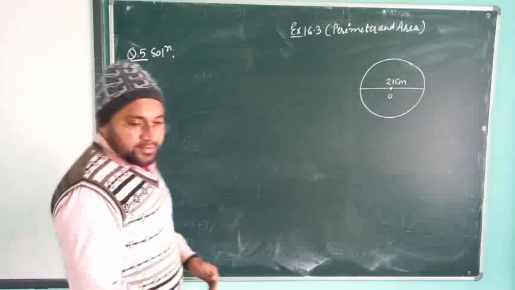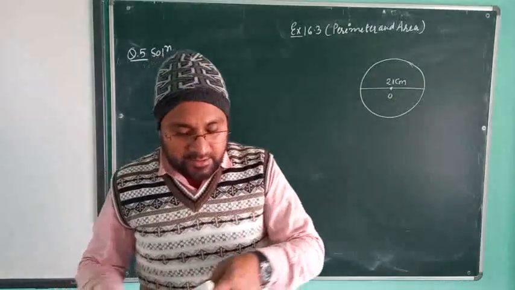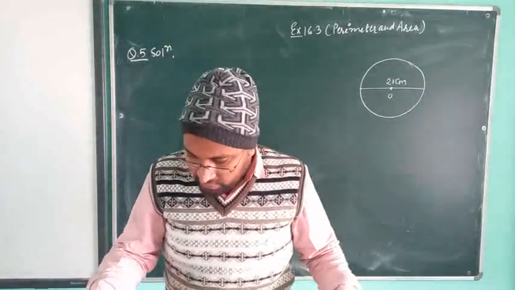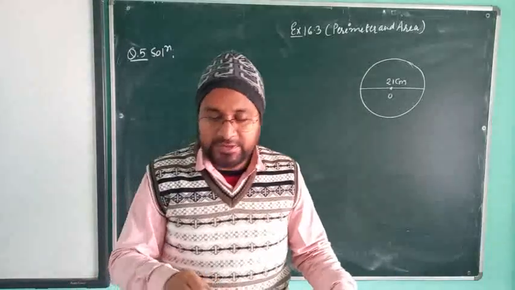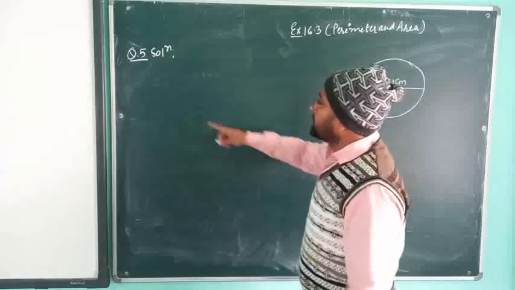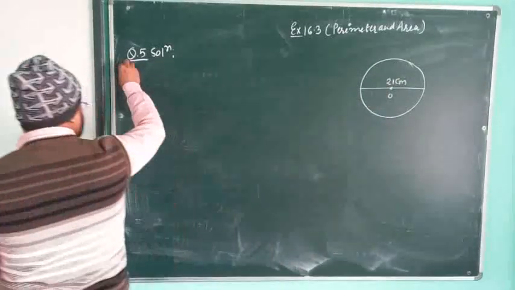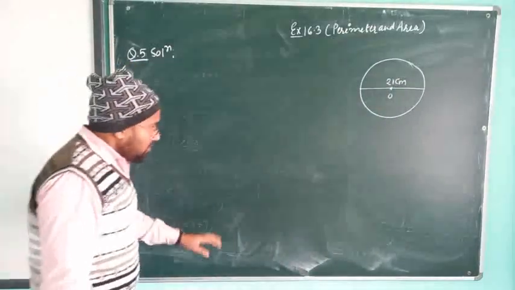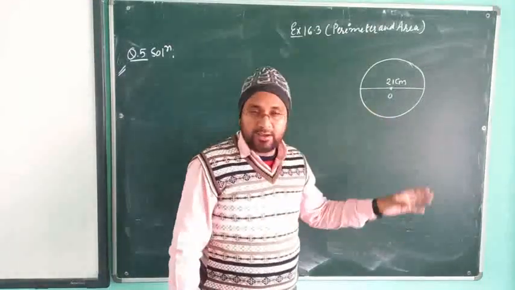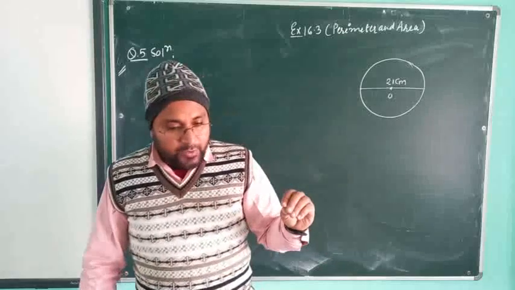Hello students. Today I have completed up to question number 4. I told you to complete exercise 16.3 of Perimeter and Area at home. So I am going to start from question number 5, which I have also given as homework. Those who have completed it can check whether they have done it correctly or not. The question is this one.